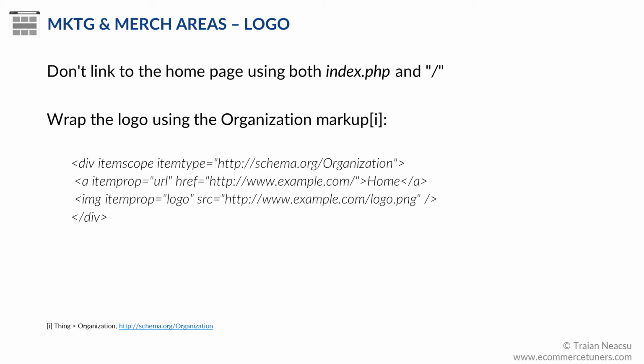Wrap the logo using the organization markup. Google supports schema markup for organization logos. This means that you can mark up your HTML code to specify which image should show up as the logo in the Google Knowledge Graph when someone searches for your brand name. Simply wrap the logo using the organization markup, as in this example. Doing this will help you get more SERP estate dedicated to your brand.